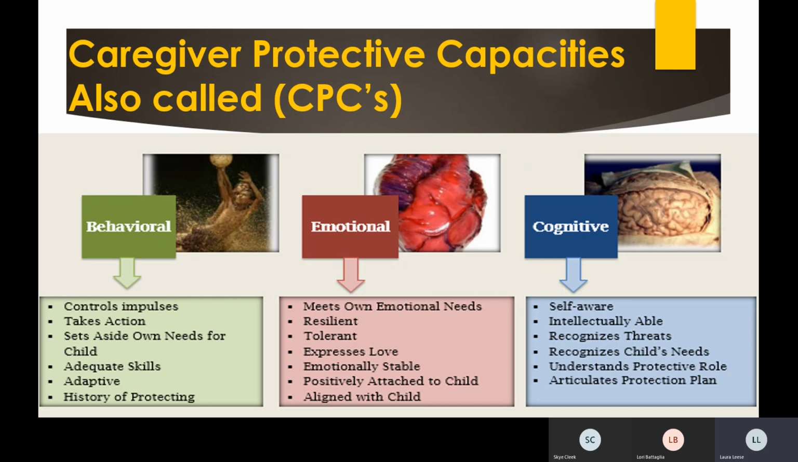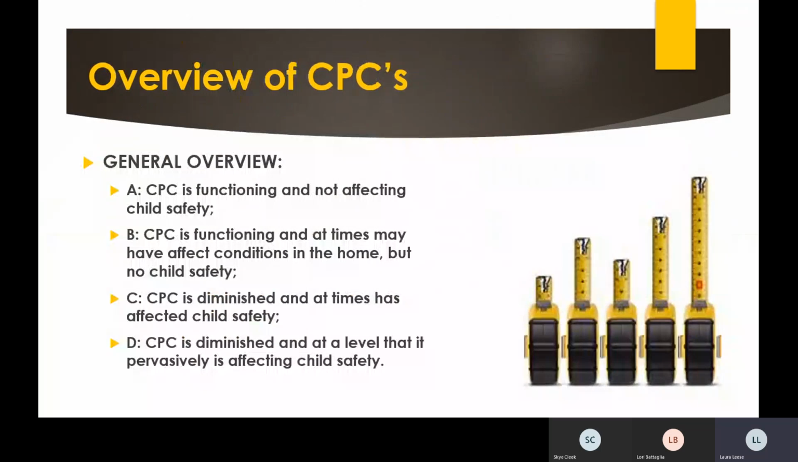Underneath cognitive, we also need to get information as to whether or not they recognize the danger threats. Do they recognize their child's needs? Do they understand their protective role? And are they able to articulate, to verbalize a protection plan? So those are the caregiver protective capacities and the areas that they're in.